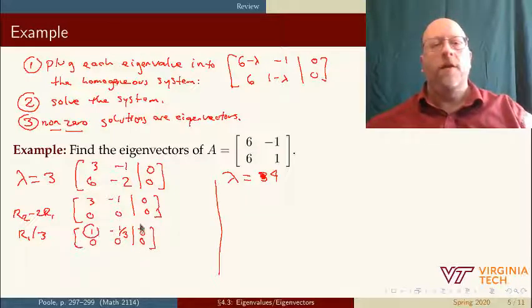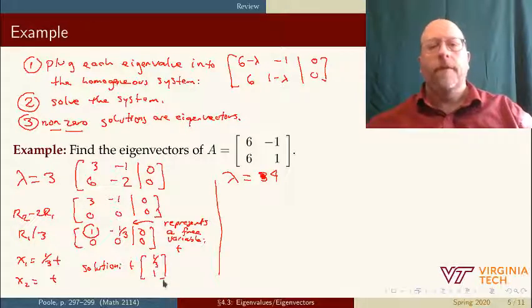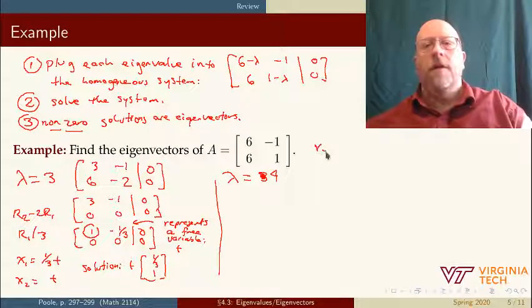I have one leading entry, and so that means the second column is free in our system. We have a column that represents a free variable. Let's call that free variable t. Then our first variable is equal to 1/3 t, and our second variable is equal to t. And so our solution set is t times the vector 1/3, 1. And this vector is an eigenvector. So one of the eigenvectors corresponding to lambda equals 3 is 1/3, 1.